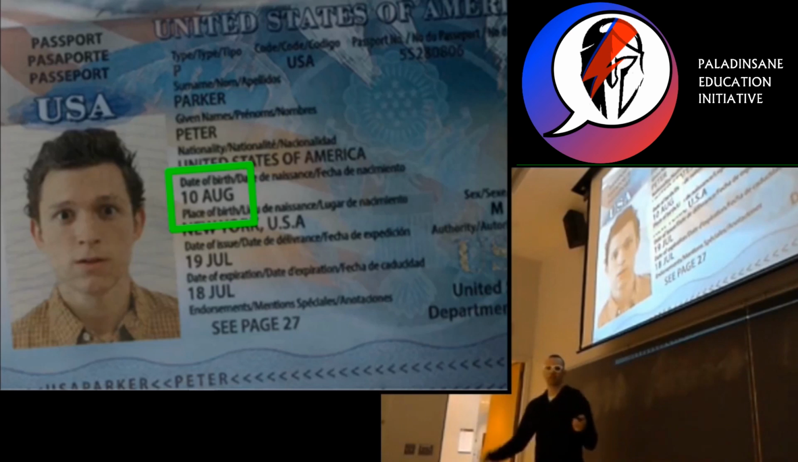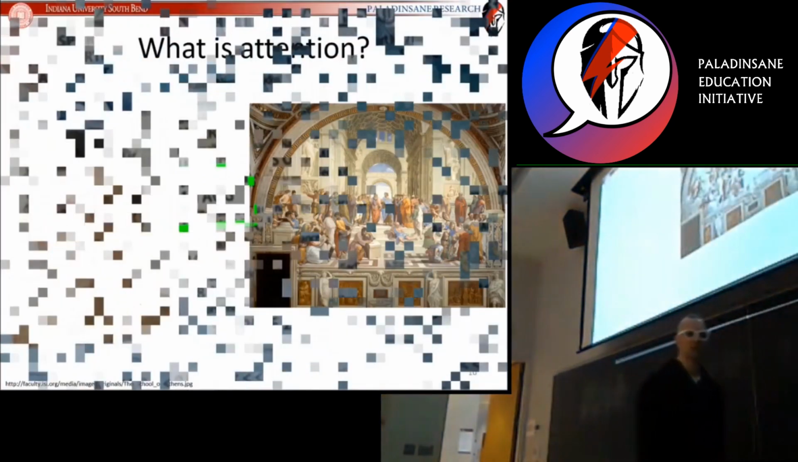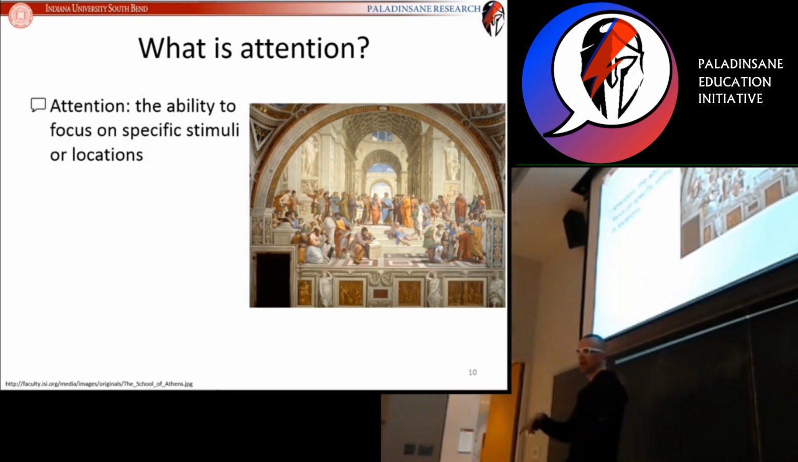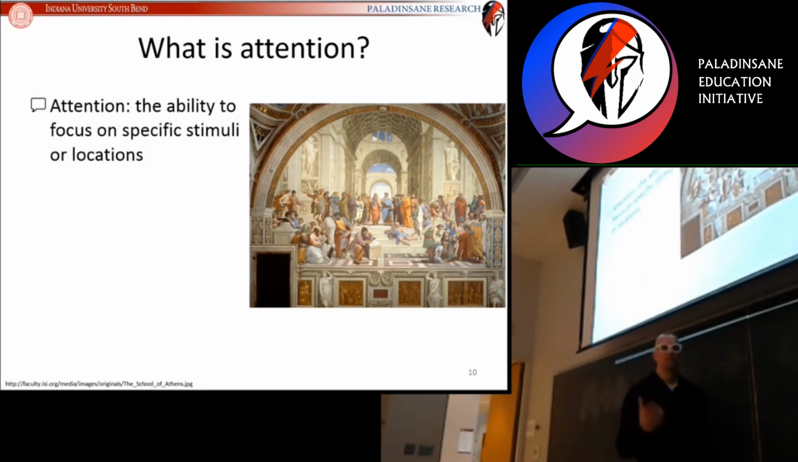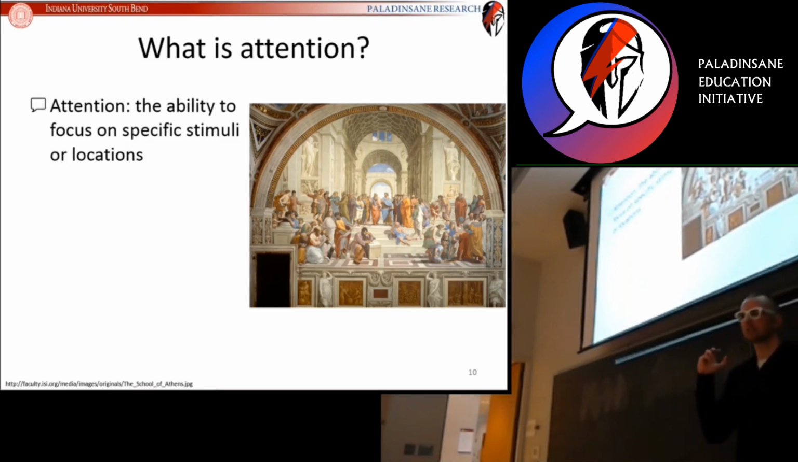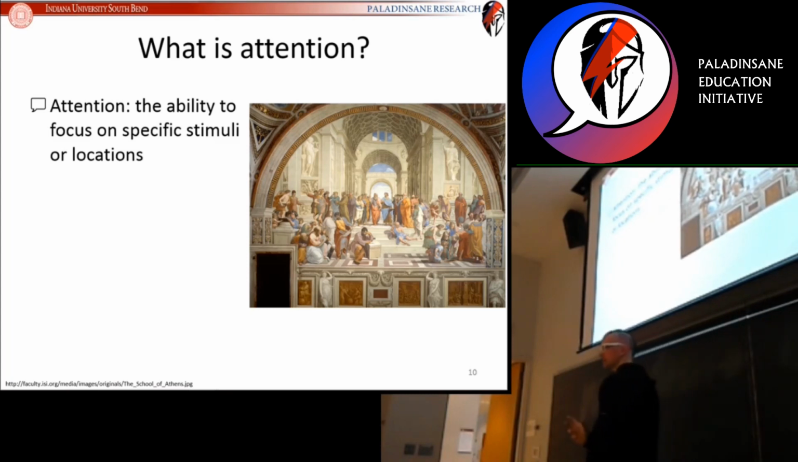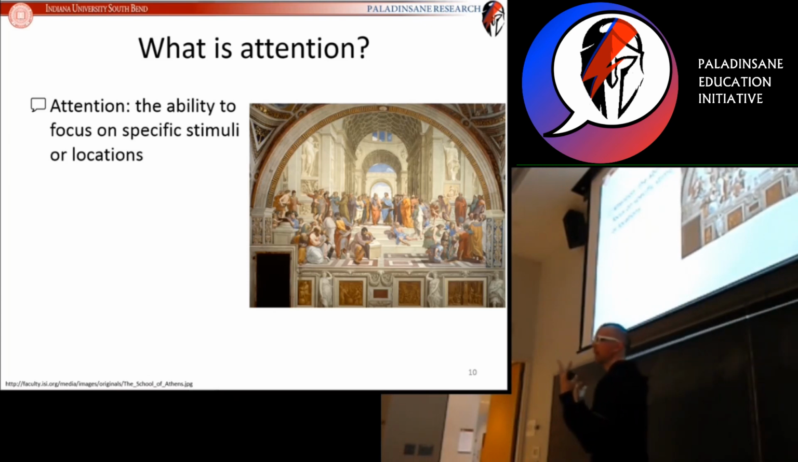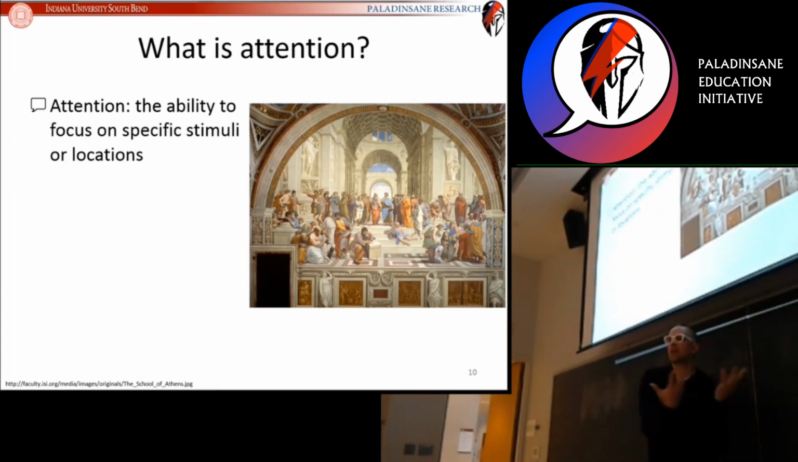So that's kind of like a general idea of where we're going with attention today. So let's start to define some of the particulars. So what exactly is attention? Attention, as we've seen in these examples, is the ability to focus on specific stimuli or locations. We have way more information coming into the system than we can hope to process.